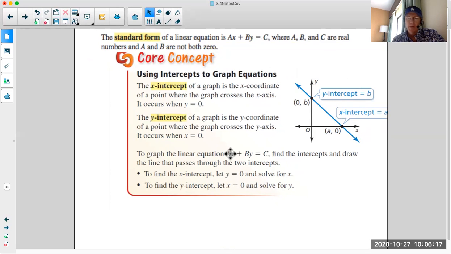Which leads to another kind of shortcut. If you're in standard form, won't it always be the case that the x-intercept will equal c over a, right? Because the by will always go away when you set y equal to 0. So it's always going to be c over a. And the y-intercept is always just going to be, where ax goes to 0 because x would be 0, just c over b. So that's kind of a shortcut way, but you can always work it out and do it if you want.